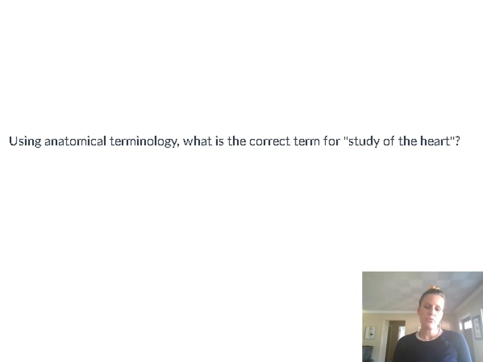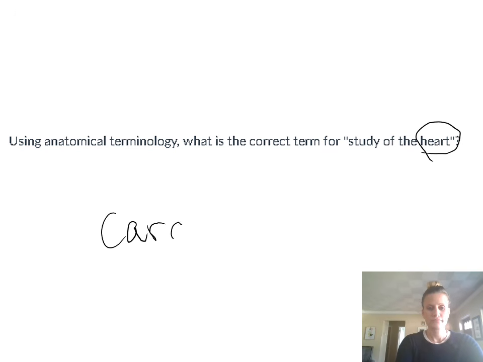Using anatomical terminology, what is the correct term for study of the heart? This is like the questions that we did with hepatitis and gastritis, right? You have to take the different word parts and put them together to make a word. You guys should know that heart is cardio. Anything having to do with the heart is cardio. That's why we call aerobic exercise doing cardio, because it makes your heart beat fast.